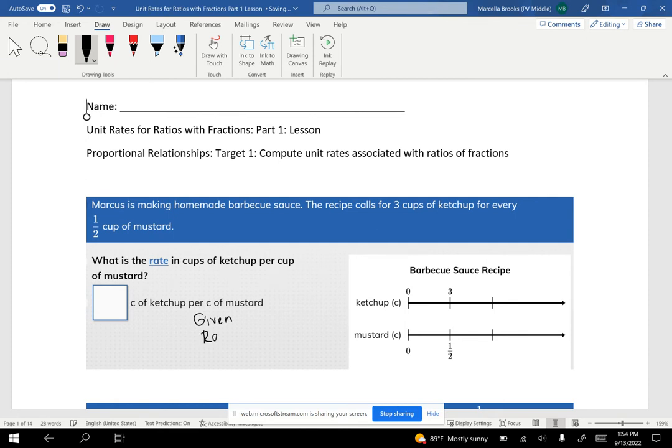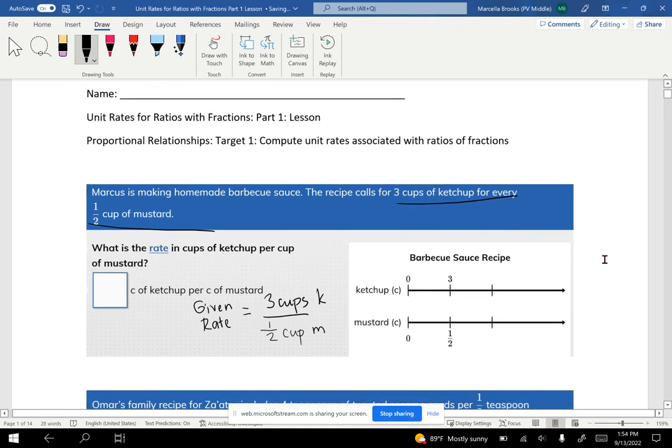Okay, so on your page, you should have this written. Given rate equals what? They gave us 3 cups for every 1/2 cup. So our given rate is 3 cups over, or per, 1/2 cup mustard. So I'm going to put K for ketchup and M for mustard. All right. So that's our given rate. So that is a division statement. See how we have 3 in the numerator and 1/2 cup in the denominator? That's division. So that's 3 divided by 1/2.